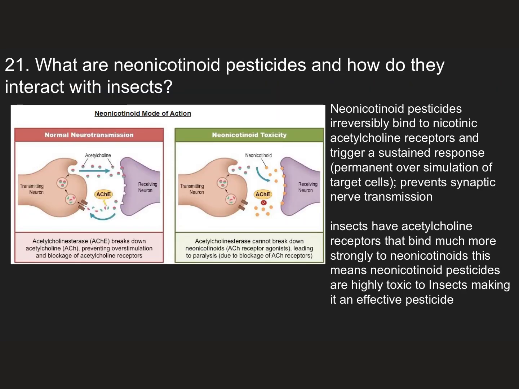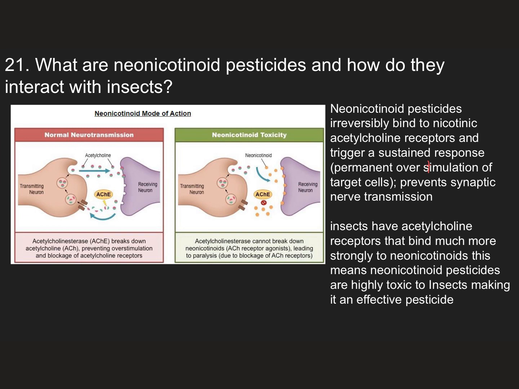All right, what are neonicotinoid pesticides and how do they interact with insects? Okay, so neonicotinoids irreversibly bind to nicotinic acetylcholine receptors and trigger a sustained response. That sustained response is permanent overstimulation of target cells. So basically it prevents synapse/nerve transmissions.